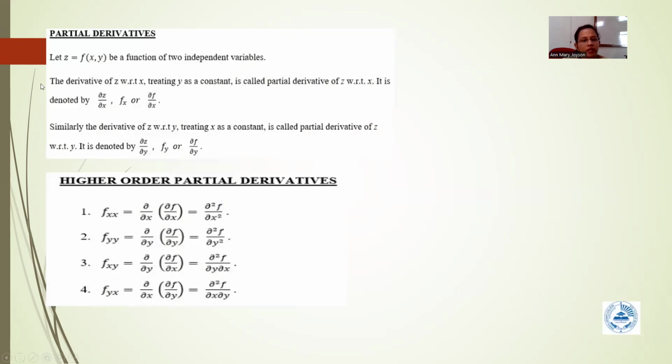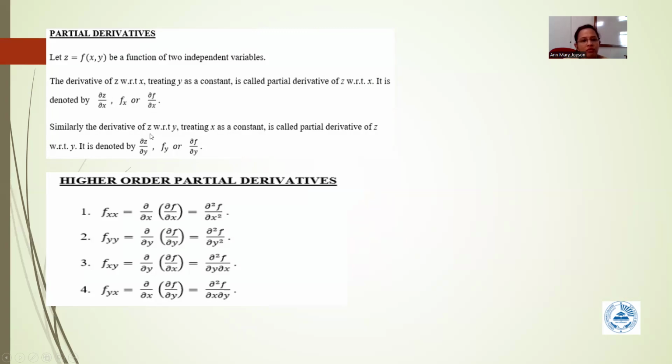Now, what is partial derivative? If z is a function of two variables, then the derivative of z with respect to x, that is when we treat y as a constant, is called the partial derivative of z with respect to x, and it is denoted by ∂z/∂x or f_x or ∂f/∂x. So z is a function of x and y. So when we are differentiating partially with respect to x, we can either denote by this notation or f_x notation or ∂f/∂x.